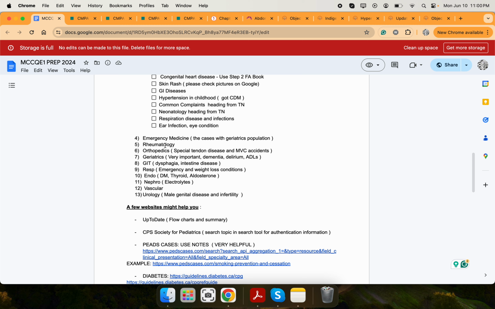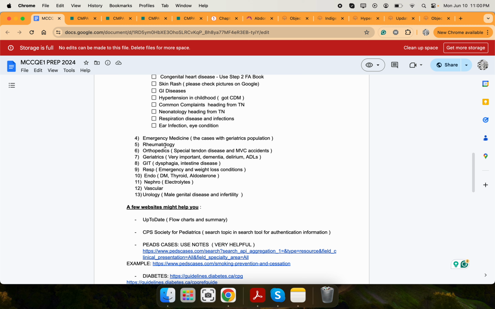Rheumatology, two important topics, especially osteoarthritis, septic arthritis, rheumatoid arthritis. And if you talk about fibromyalgia, polymyalgia rheumatica, CREST syndrome, all of these things are very important. There are multiple things, but I'm just giving an overview. Orthopedics: tendon diseases and motor vehicle accidents are very important. You can read the fractures also, but the most important thing is not just the fractures. You have to read the stuff regarding the tendons, cartilages and other stuff.